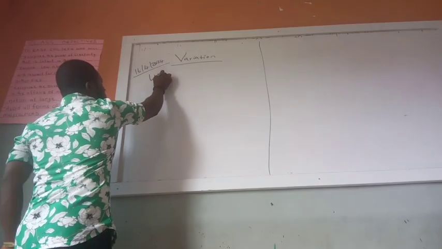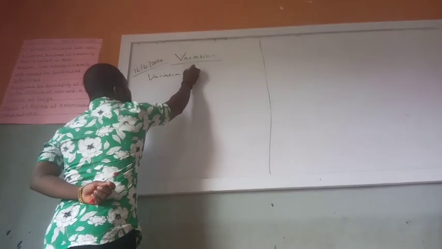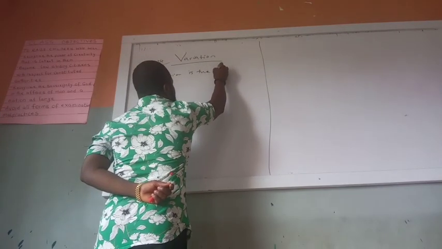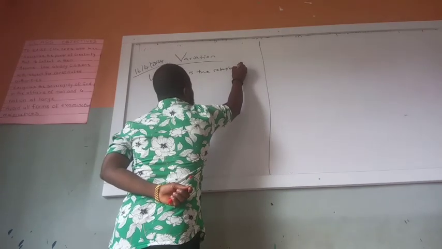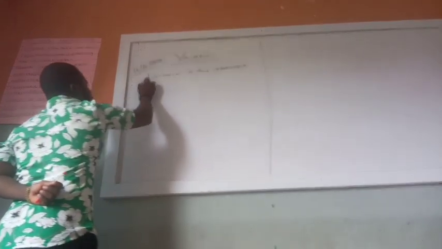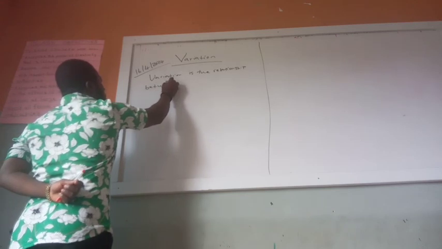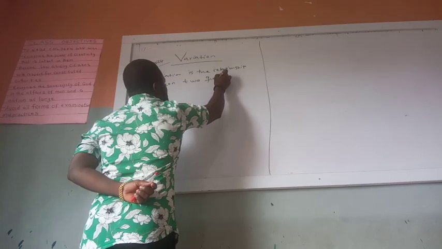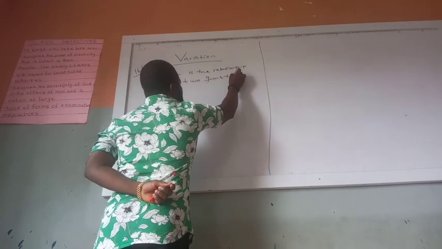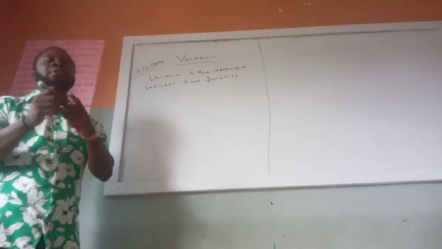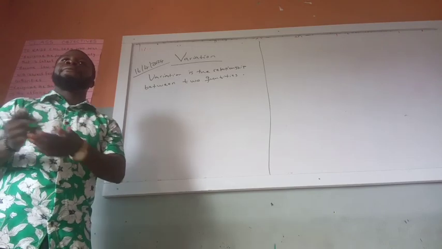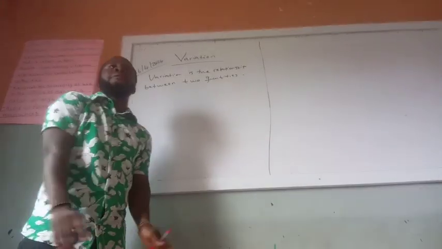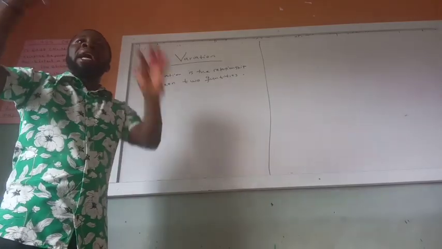So variation is the relationship between two quantities. Variation is kind of similar to your subject of formula. Just that in terms of subject of formula, you've been given the formula directly. But in variation, you'll be given the relationship.